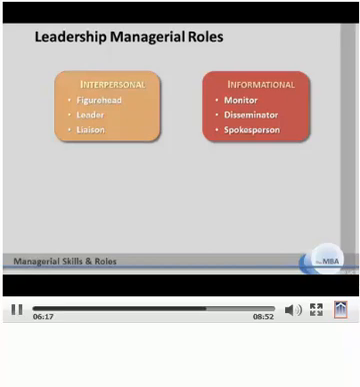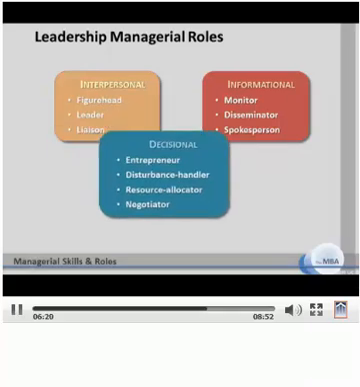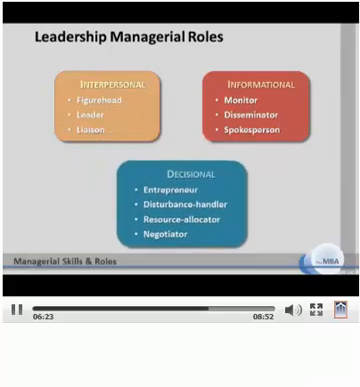Our final category in leadership managerial roles is the decisional category. And under the decisional category, we have four roles that managers or leaders often play: the entrepreneur, the disturbance handler, the resource allocator, and the negotiator. Entrepreneurs are innovative initiators of both organizational change and unit improvements. Keep in mind that the entrepreneurial role doesn't only appear in small businesses or single individuals looking to start a business. It can actually appear within the walls of very large organizations.